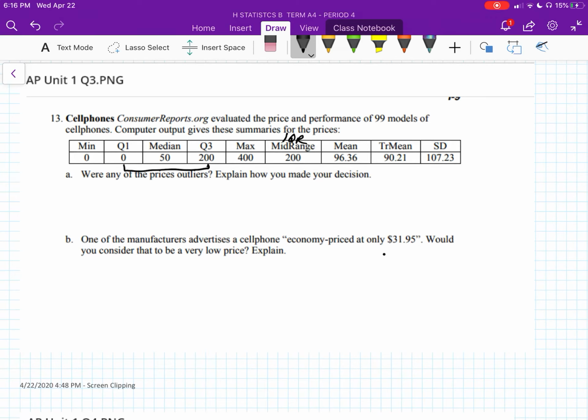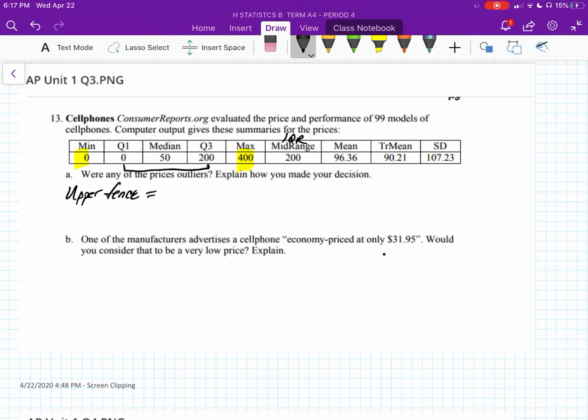So to get our fence, we're going to calculate the upper fence first. For the upper fence, it's going to be Q3 plus 1.5 times the IQR. And the lower fence is going to be Q1 minus 1.5 times the IQR. It's just something you have to memorize.